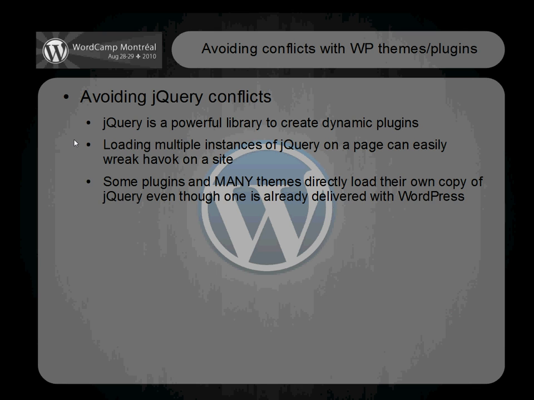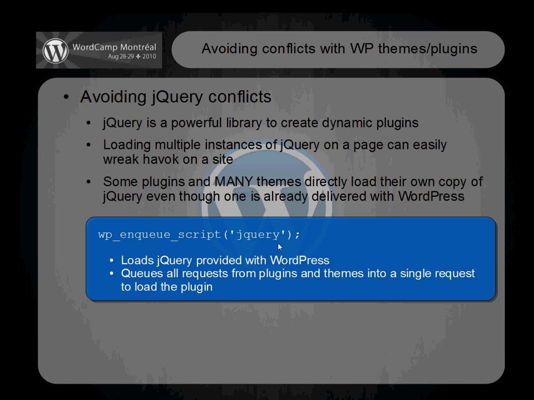Now, if users go in and load their own copy of jQuery, there's a good chance that it won't be the same one as WordPress, and that it's going to conflict with other plugins or themes that are using jQuery on the page. Now, the way to actually avoid this type of problem is to call this wonderful function that's available in WordPress called wp_enqueue_script. You can call it with a single parameter, which is jQuery, and then it's going to load jQuery up on your page.